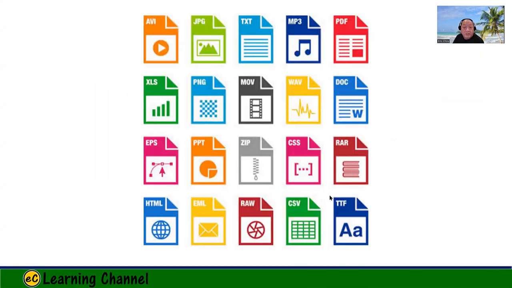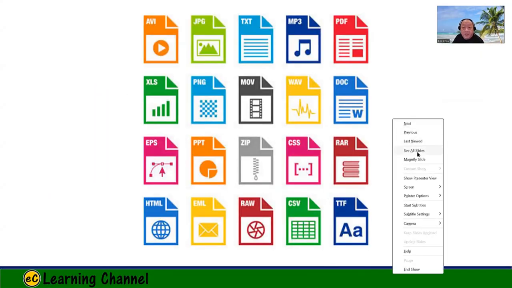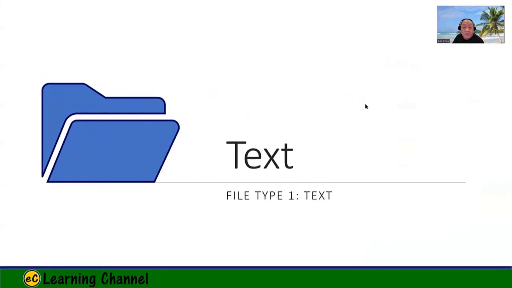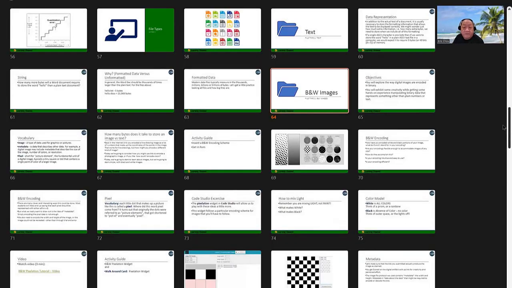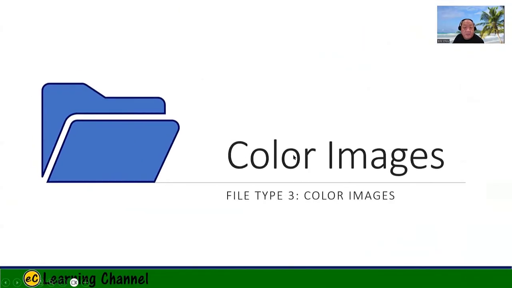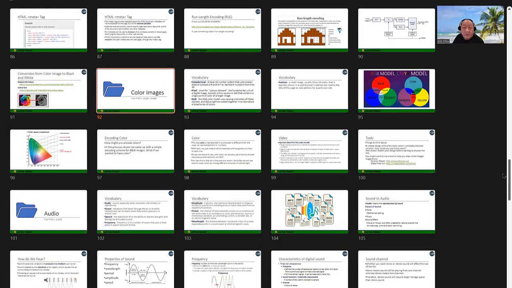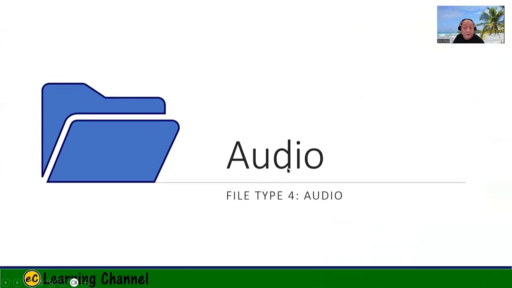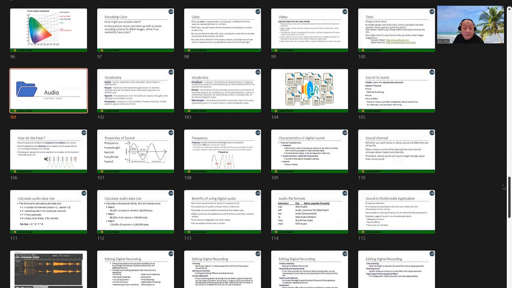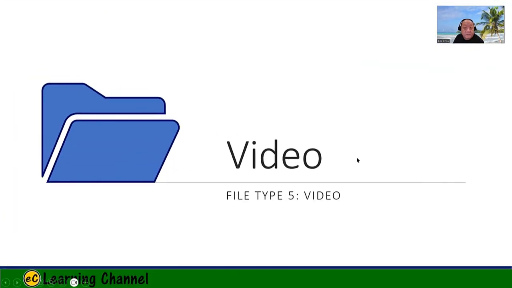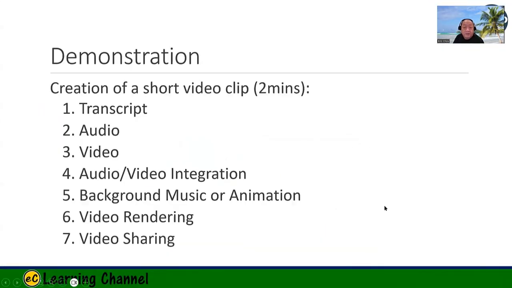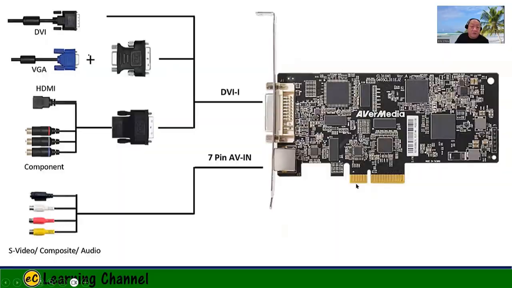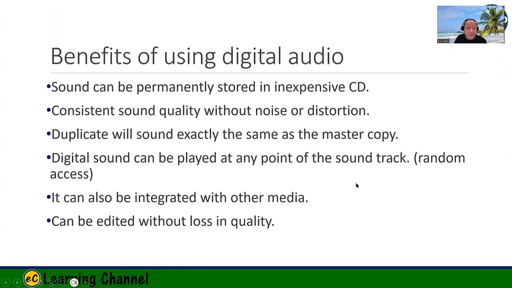So first one, we talk about text. After here, we are going to talk about different types of files, including text data, and then black and white images. So it's files of different formats. And then color image files, and then audio files, and then video files, and then graphic files. So these are the different data types we will talk about today. Any questions so far?